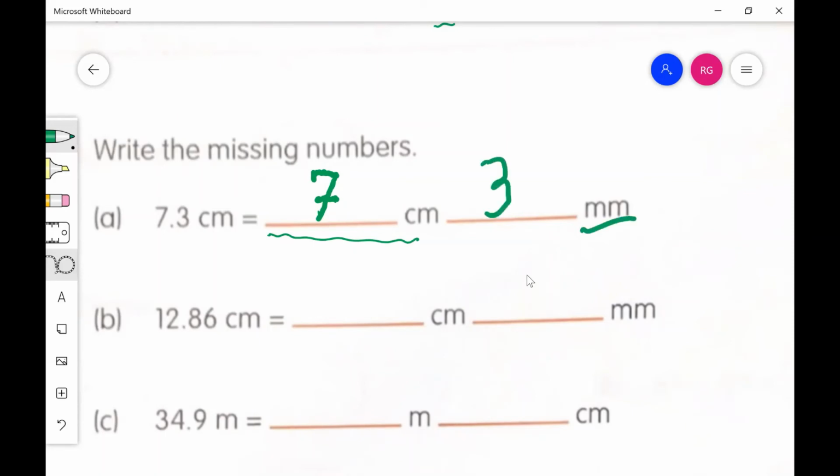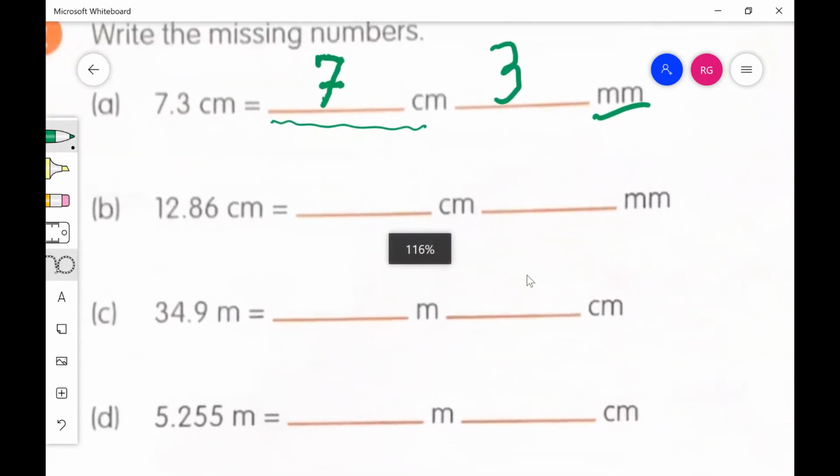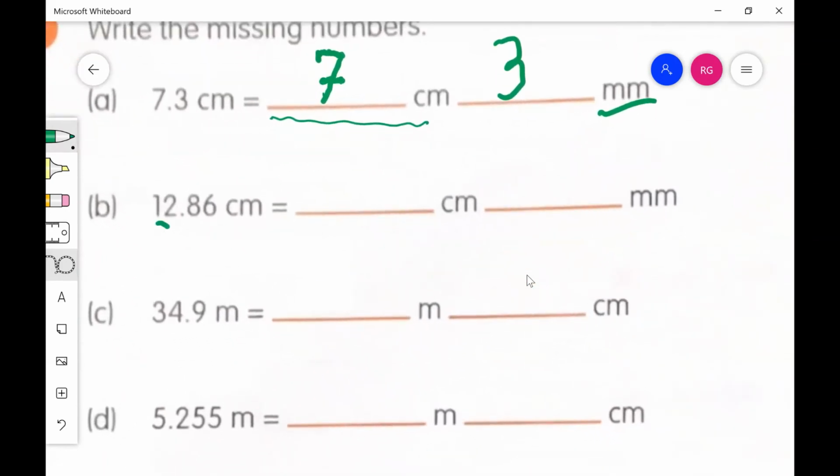All right, keep going just like that. Let's go quickly through this, all right? How many centimeters is this? 12. Yes, keep going. Millimeters? 8.6. Yes, very nice. Good job. All right. So be careful on that one. That's 8.6 millimeters. Keep going.